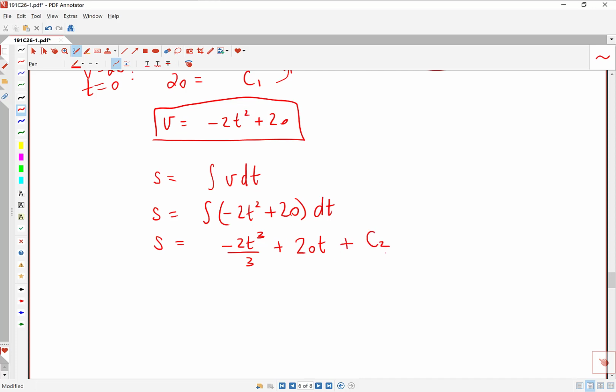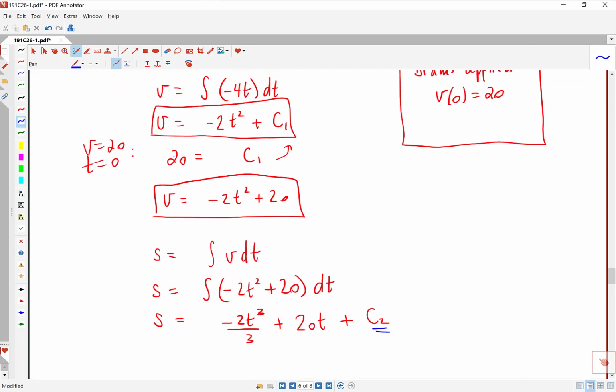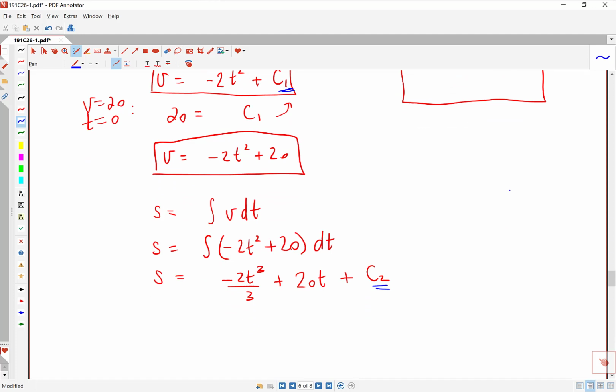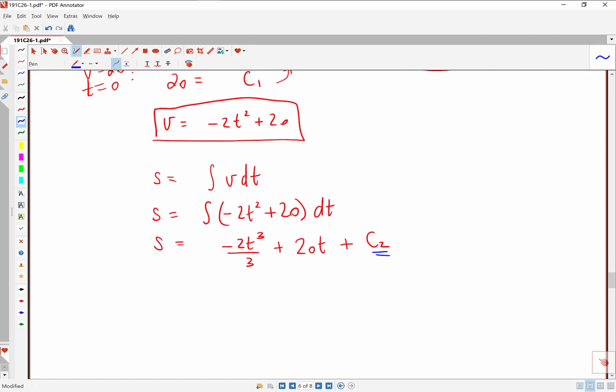I'm going to call this C2, and the thing to keep in mind is that you want to give it a different name than the constant that you used for velocity. There's no reason that those two would be the same number, so they need different names. All right, and then let's see what we know about displacement, because we want to figure out this value of C2 and get a finalized displacement function. So I'm going to put this stuff in a box. We're going to come back to it in a minute once we figure out the value of C2.